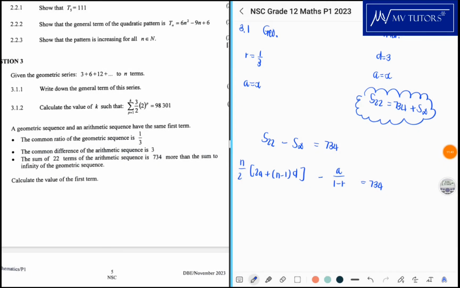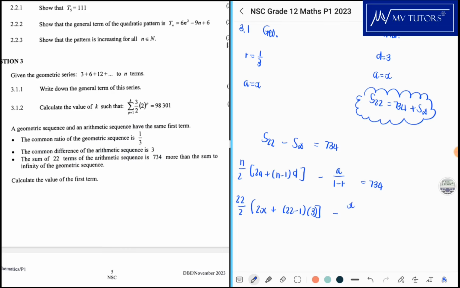Okay, so we know that n is equal to 22. So we have 22 divided by 2, which is 11, but it's okay. And then 2a, we know that a is x. And then plus 22 minus 1, which is 21. And the common difference they told us is 3.